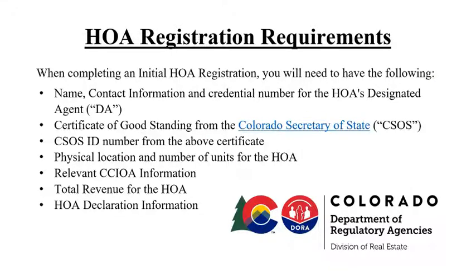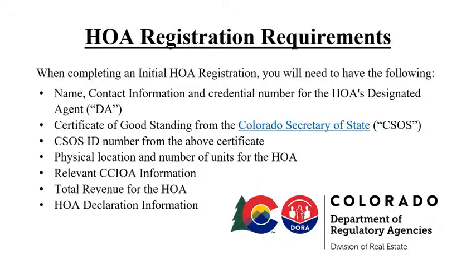Next, of course, on this list is the physical location and the number of units for the HOA. This we do need. This is one of the requirements, of course, to get the HOA registered. Next, we do need the Kiowa information. There is a section in the application. Again, we can always go in and see the application when we go through it. And if you have questions on that, we can get those questions answered.